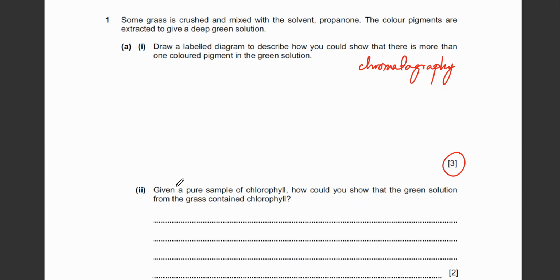Now, the other one is: given a pure sample of chlorophyll, how could you show that the green solution from the grass contained chlorophyll? So you think some grass is crushed and mixed with a solvent, propanone. The color pigments are extracted to give a deep green solution. Now he's saying, how could you show that the grass contained chlorophyll?